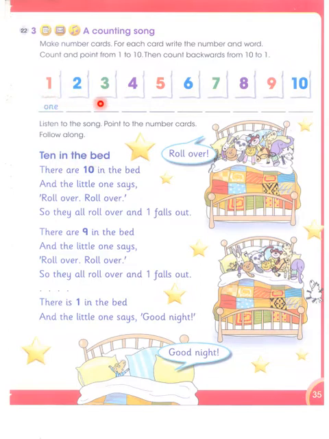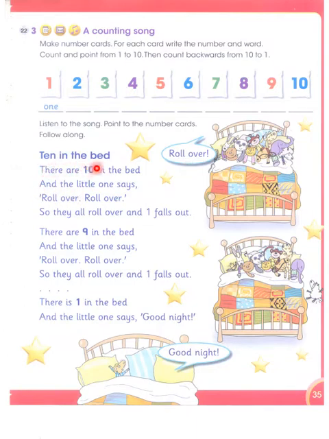1, 2, 3, 4, 5, 6, 7, 8, 9, 10. Okay? Listen to the song, point to the number cards, follow along. 1, 2, 3, 4, 5, 6, 7, 8, 9, 10.